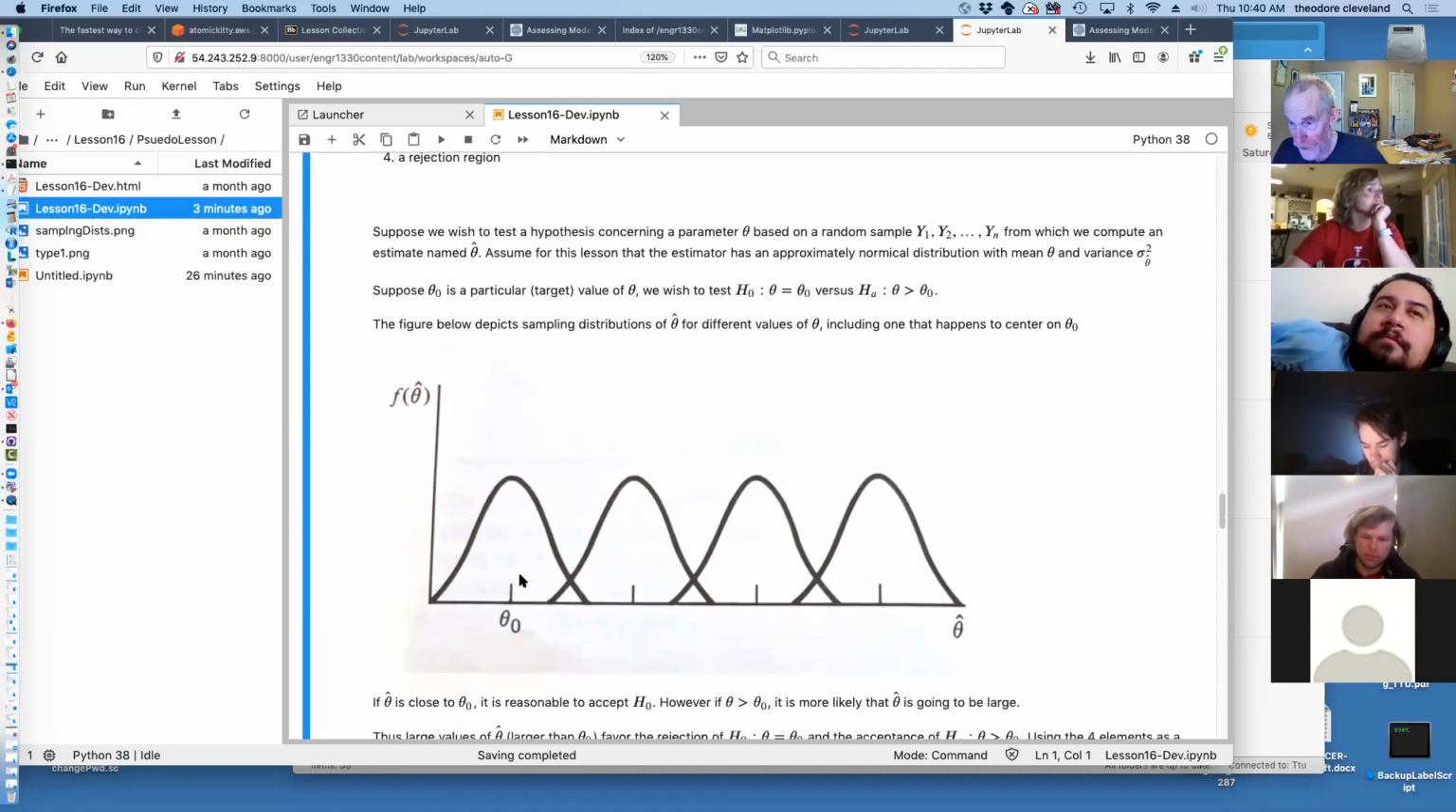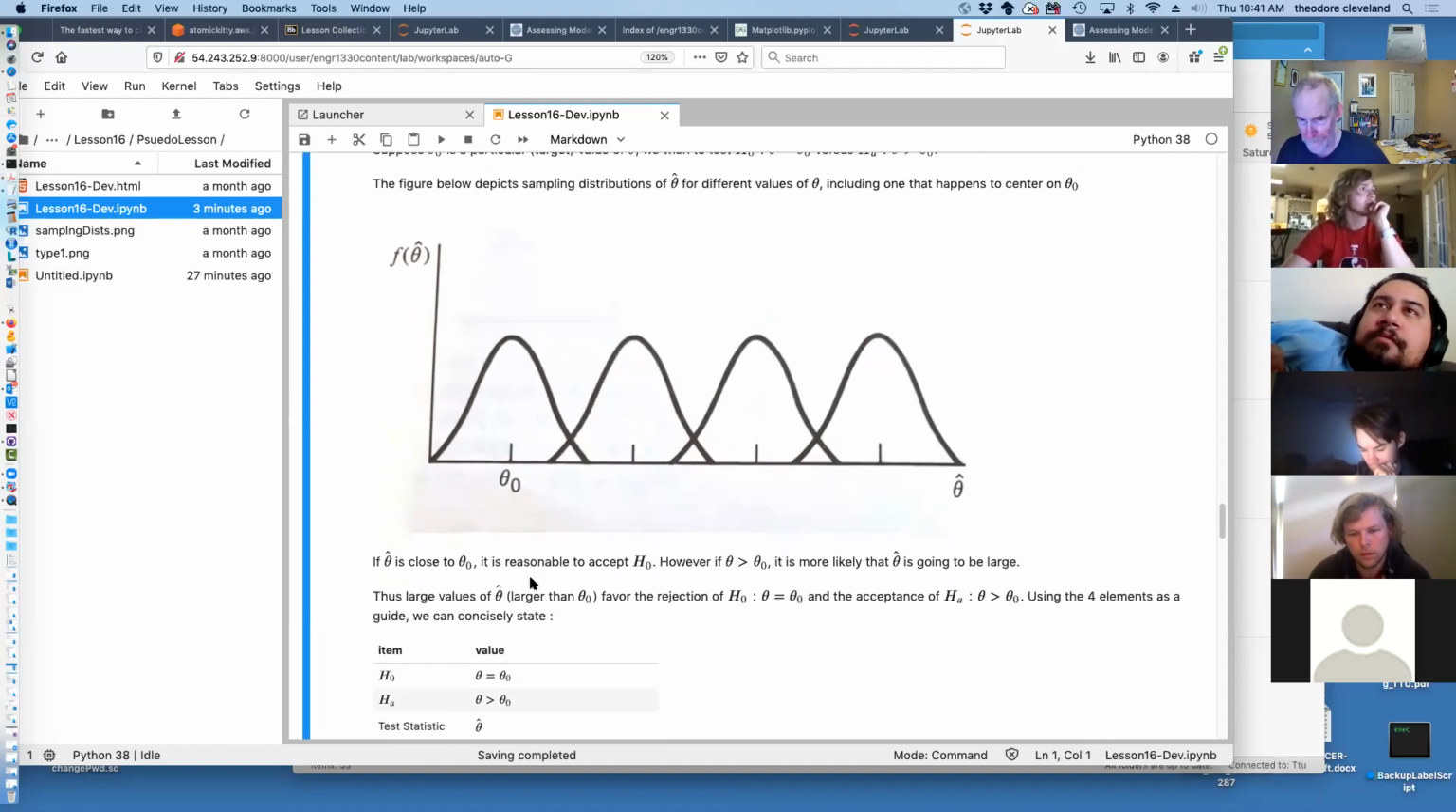Now the cartoon here shows different sampling distributions of the estimator theta hat for different values of theta, including one that happens to center on theta zero. So we may take one sample, and when we estimate the parameter theta hat, we get this distribution, whereas theta zero is our target, so the center of this distribution is quite a long way from theta zero. Or we might get this distribution, or this one, or we might get one which almost centers on top of theta zero.